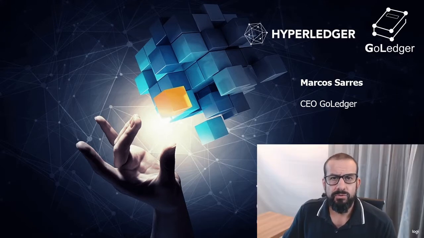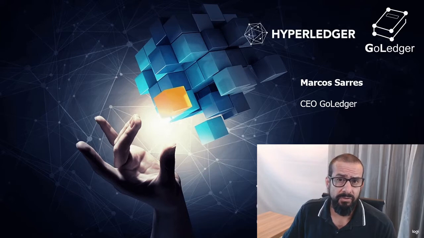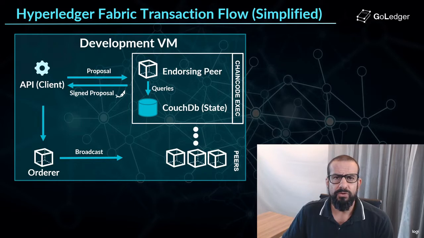Today I'm going to use rich queries inside the Hyperledger Fabric chain code using the search method of the GoLedger CC-Tools library. Let's make a simplified review of the Hyperledger Fabric transaction flow.